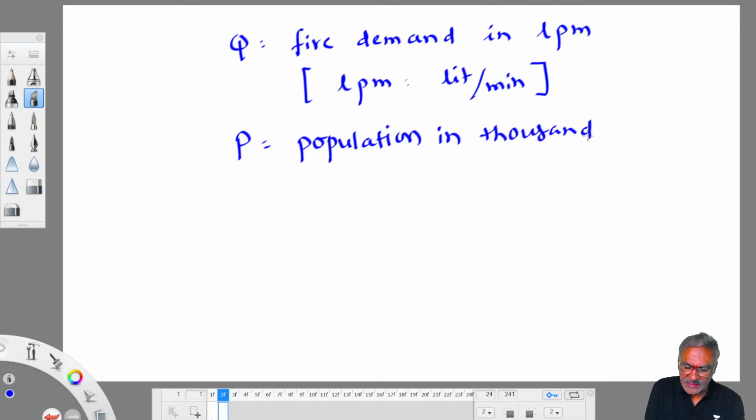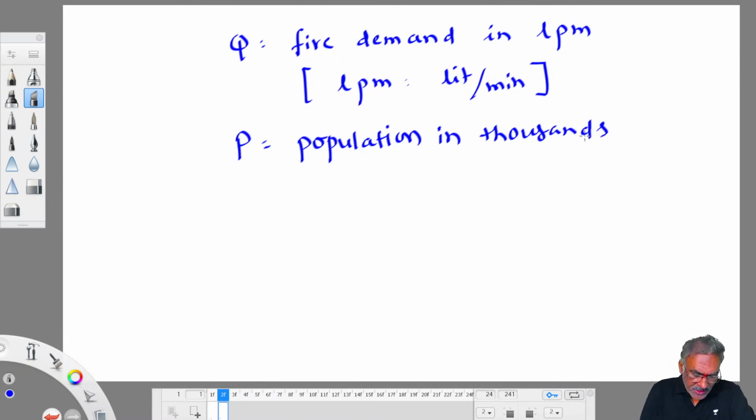Population we need to substitute in thousands. Suppose for 1 lakh population is given, 1 lakh you can't substitute. 1 lakh is equal to 100,000, so 100 you are supposed to substitute. Population in thousands you have to substitute. Then you arrive straight away at fire demand in LPM. Okay? So LPM you get, but we express it in LPCD. Then how to convert LPM into LPCD? So you have to use your common sense and a proper procedure to work it out.